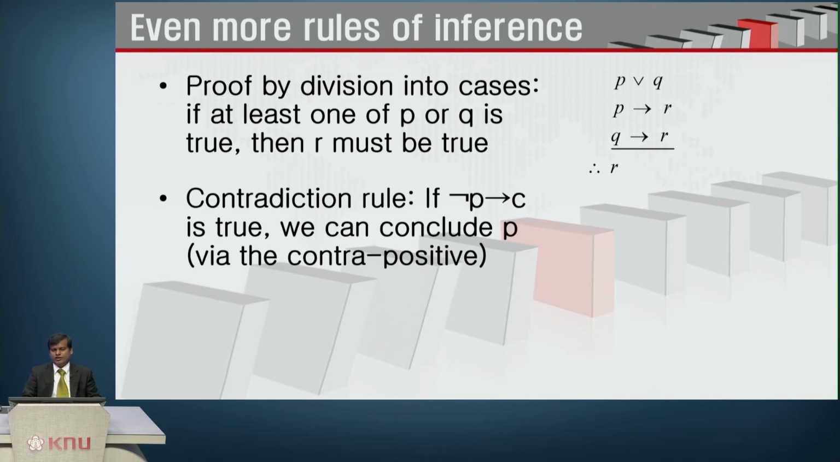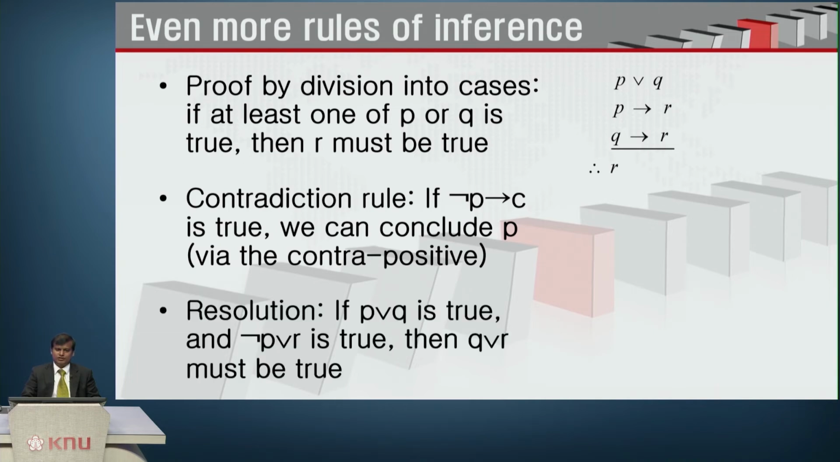Contradiction rules. If negation of P implies C is true, we can conclude that P via contrapositive is true. That is, negation of P implies C, therefore P must be true. So that's for the contradiction part.